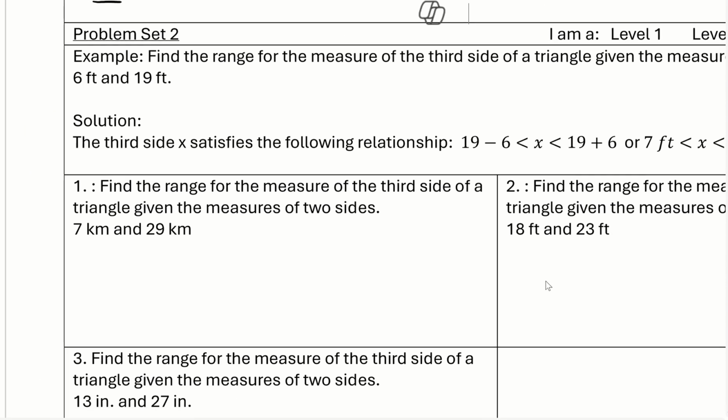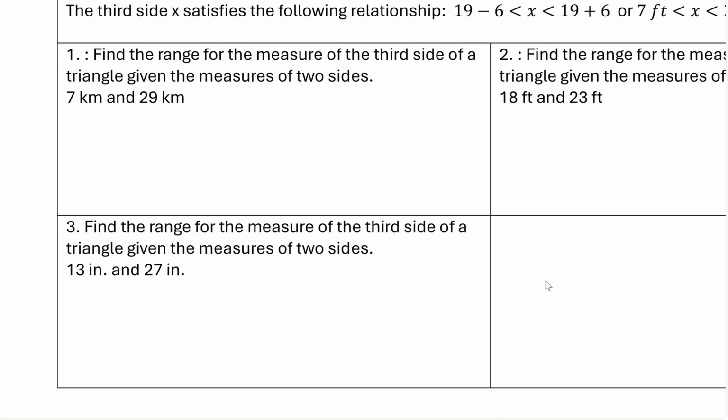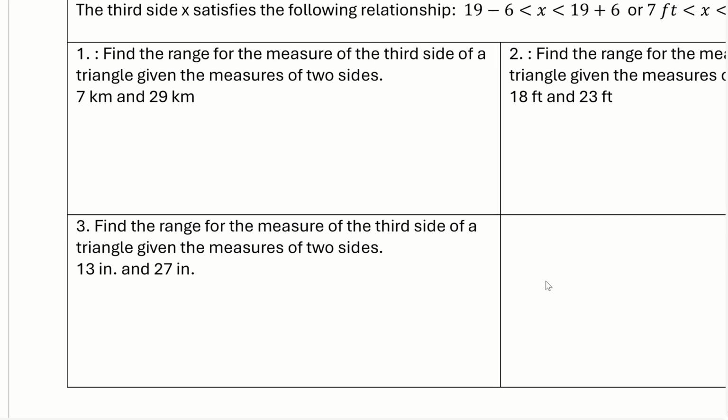All right, problem set number 2 is finding a value of the third side that satisfies it so that you can make a triangle. All right, so 7 and 29 are my two sides, and then I'm going to find the third side. So what are some possible values? Well, remember that we can add the two sides, and it should be bigger than the third side. In other words, the third side has to be smaller than when I add the two sides, right?